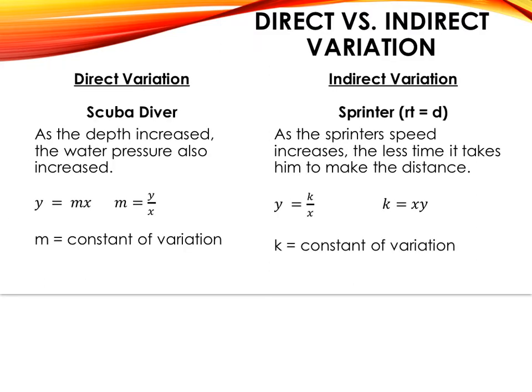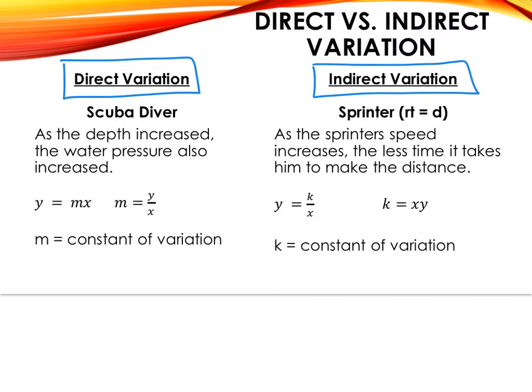Here's a quick overview about the difference between direct variation and indirect variation. So direct variation is that scuba diver. As the depth increases, the water pressure also increases. So they're both increasing, they're doing the same thing, they're going up. And then we didn't talk about it explicitly, but in order to find that constant of variation, we were taking y and dividing it by x. Okay? That's direct variation. They're both going up.